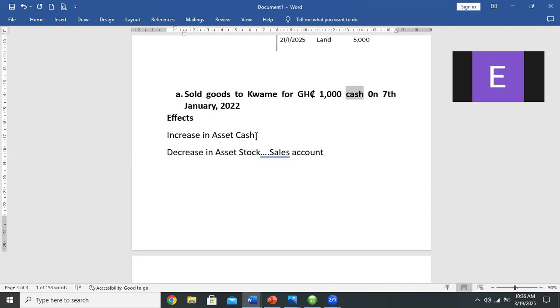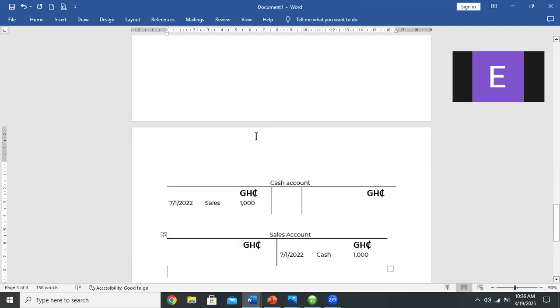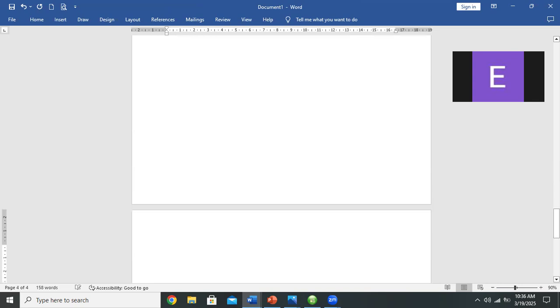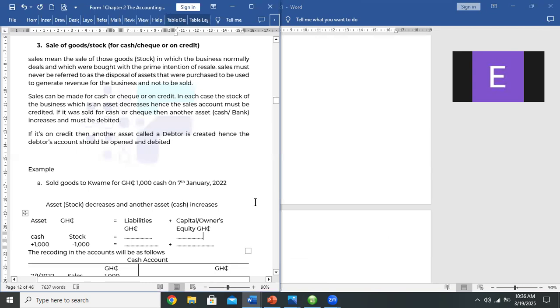Okay. Now let's look at where the goods were sold on credit. So let me put another example here. Please, if you have a question, you can ask me so that I will address it. Okay. Today we are not leaving any stone unturned. But I guess because of time, we may have to do the credit sales in our next session. Okay. So let me pause here if there are questions on the sale of goods for cash or check before we meet in the next session.